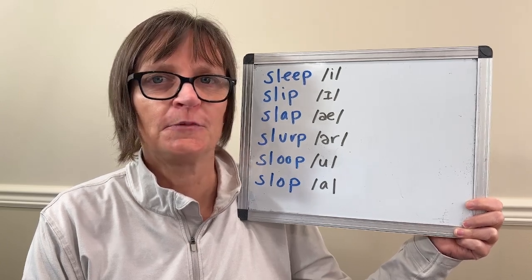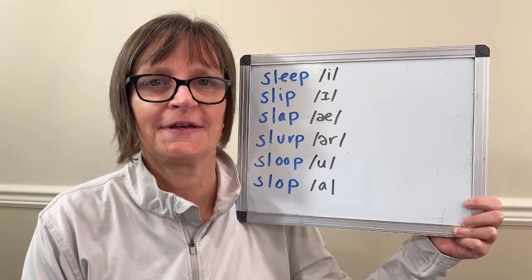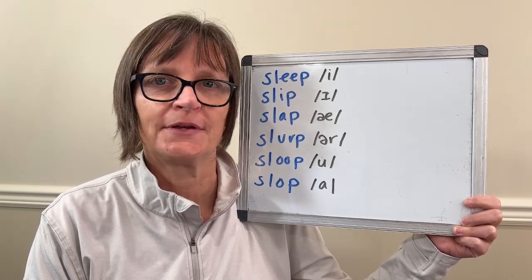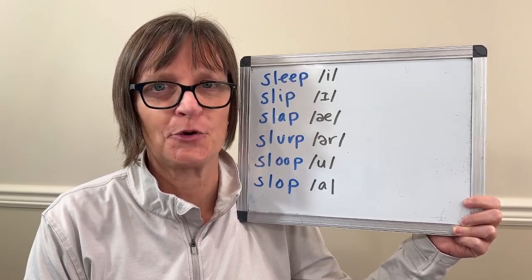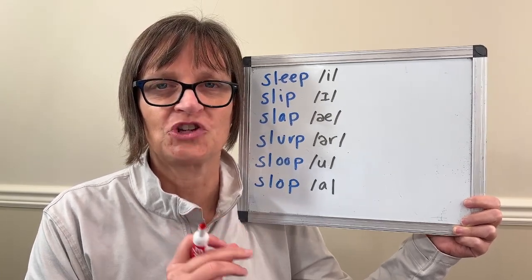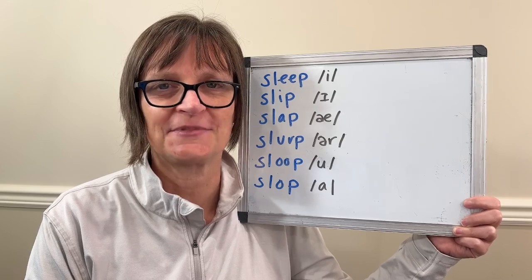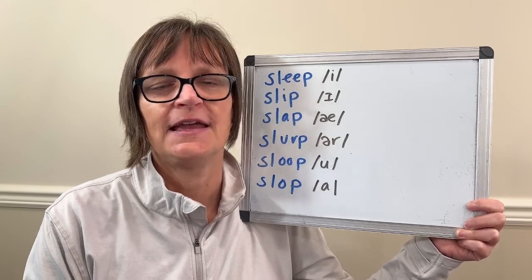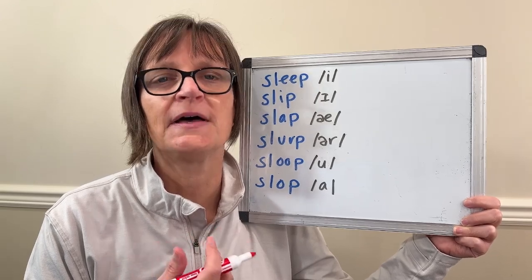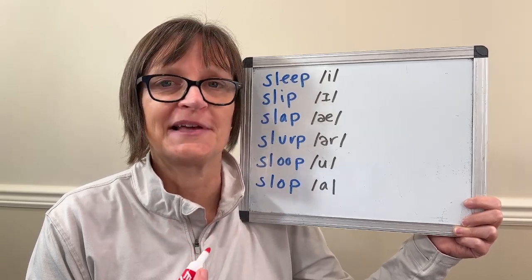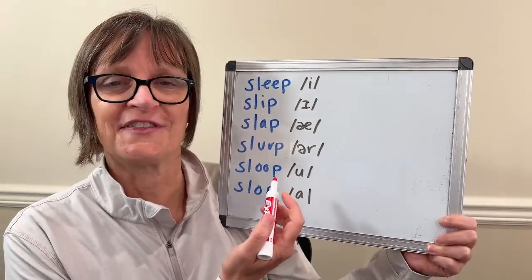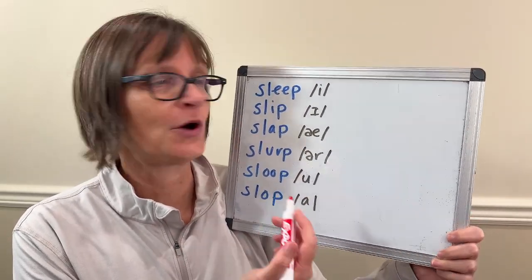In this video, we'll look at how to pronounce sleep, slip, slap, slurp, sloop, and slope. So obviously these words are minimal pairs. The only thing that's changing is the vowel sound, and we have the same sounds at the beginning and the end. If you have a challenge pronouncing words that start with SL, like sleep and slip, check out my video for S blends that can teach you some techniques there. But basically, we're going to focus in this video on the differences in the vowels to help you.